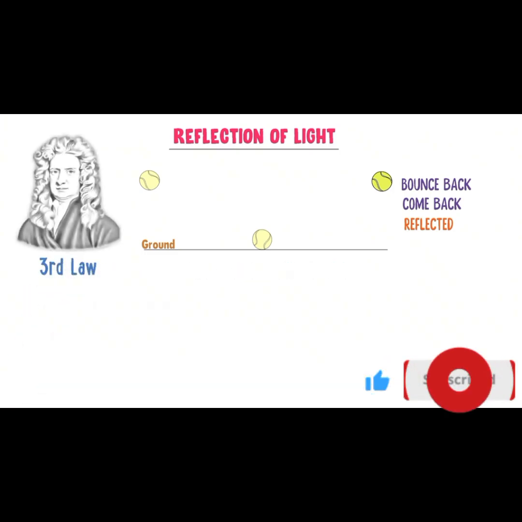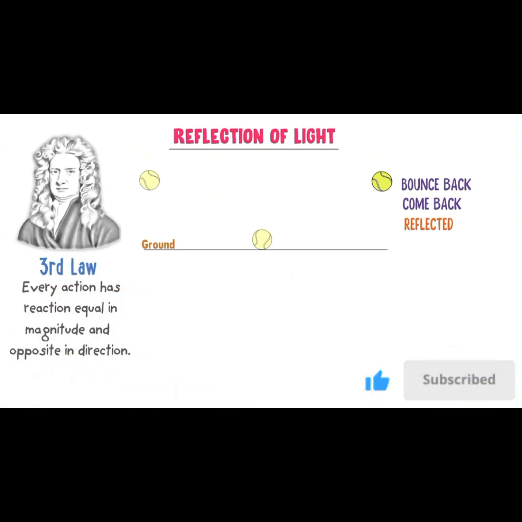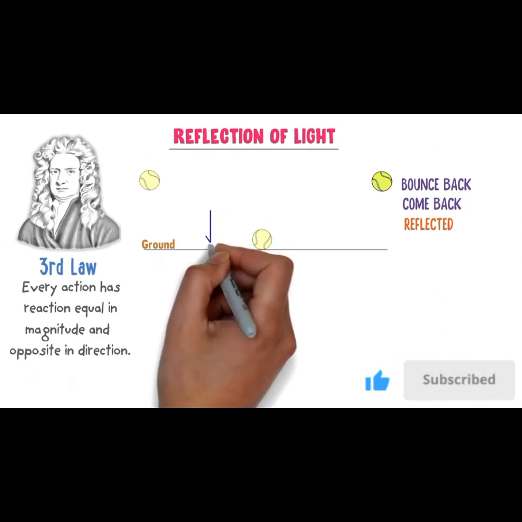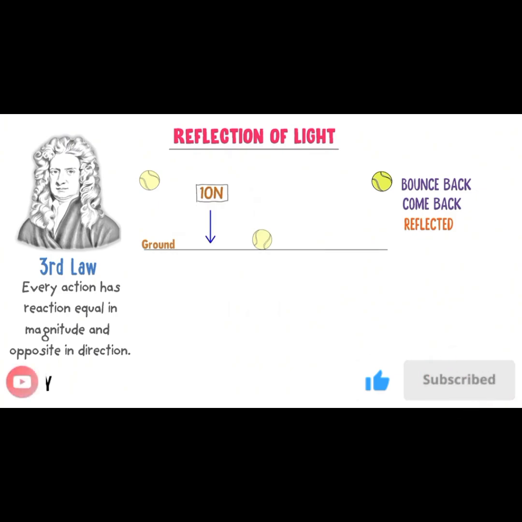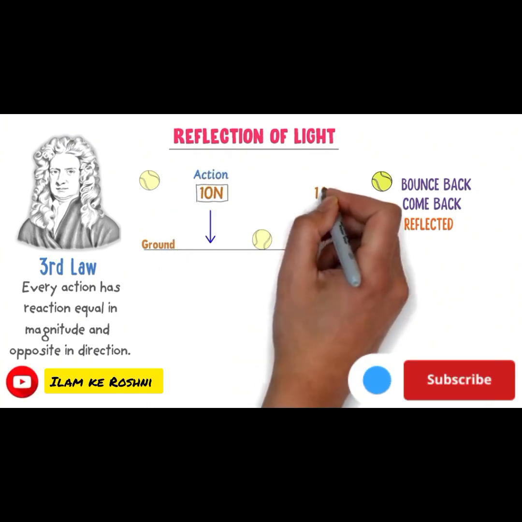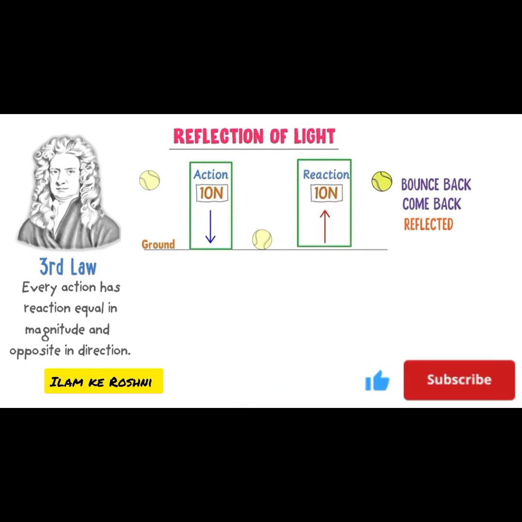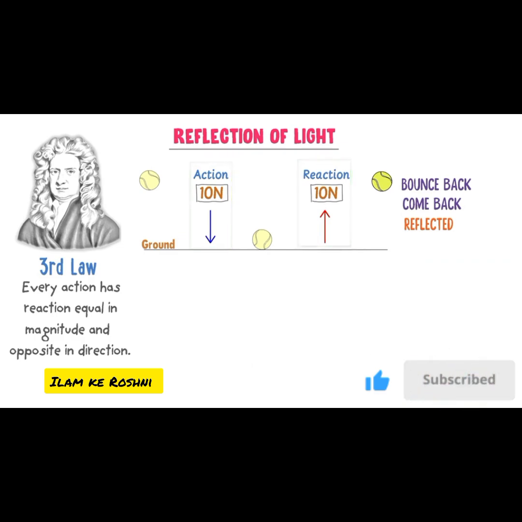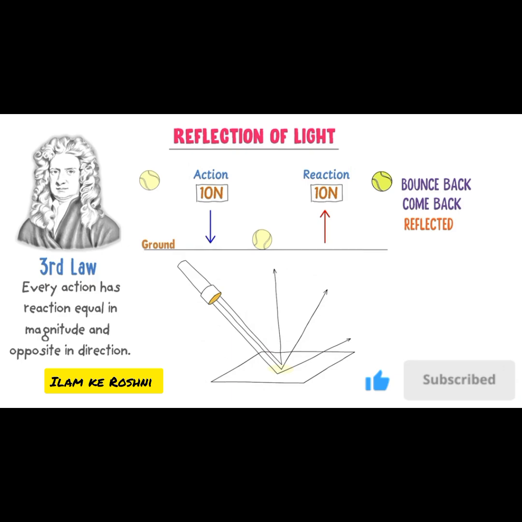According to Newton's third law of motion, every action has a reaction equal in magnitude but opposite in direction. For example, if the ball exerts 10 Newton force in this direction on the ground as an action, the ground exerts 10 Newton force on the ball in the opposite direction as a reaction. Thus, it is due to the action and reaction force that the ball is reflected or bounced back when it hits the ground. Now consider a light ray hitting the ground.